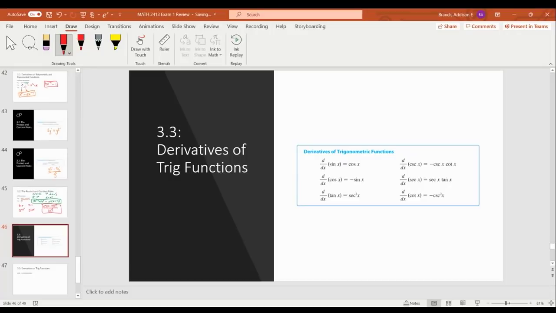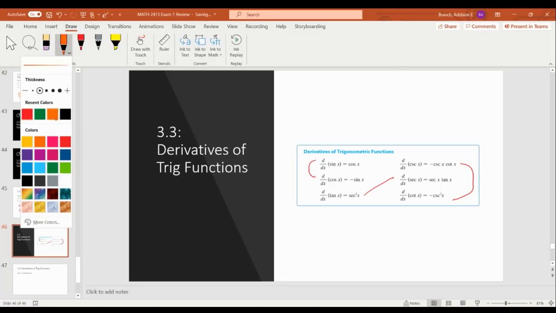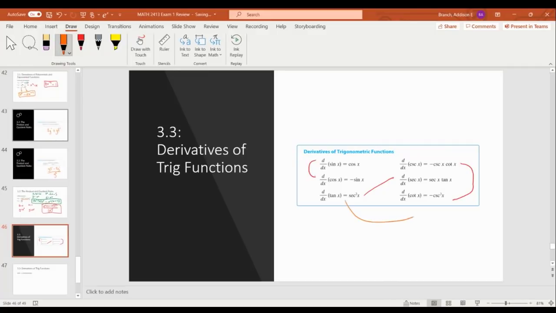An easy way to memorize these is to remember that sine and cosine are a pair because those are together. Tangent and secant are a pair, and then cosecant and cotangent are a pair. You can also remember this because the derivatives for tangent and cotangent have very similar structures, as do the derivatives for cosecant and secant. So just remember their pairs and their structures, and that'll help you memorize. I find that to be pretty helpful for memorizing them.